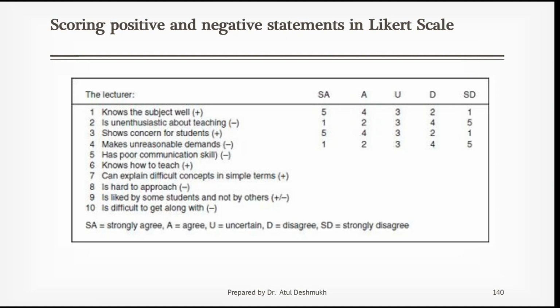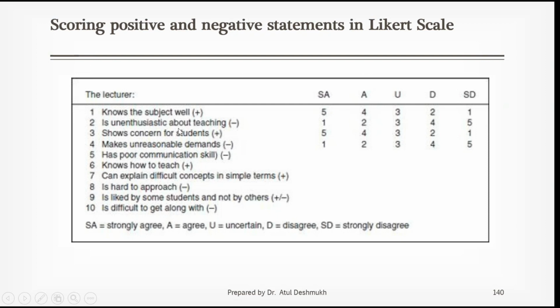So what you have to understand here is that you have negative and positive statements, and you have positive and negative attitudes. The positive attitude ranges from strongly agree to strongly disagree. It's a 5-point scale. For a positive statement like "knows the subject well," you have to assign the highest number. In a 5-point scale, 5 is the highest number, assigned to the strongly agree attitude, that is the most positive attitude. And the lowest number, 1, should be assigned to the most negative attitude, rather than statement. Okay, that is for a positive statement.